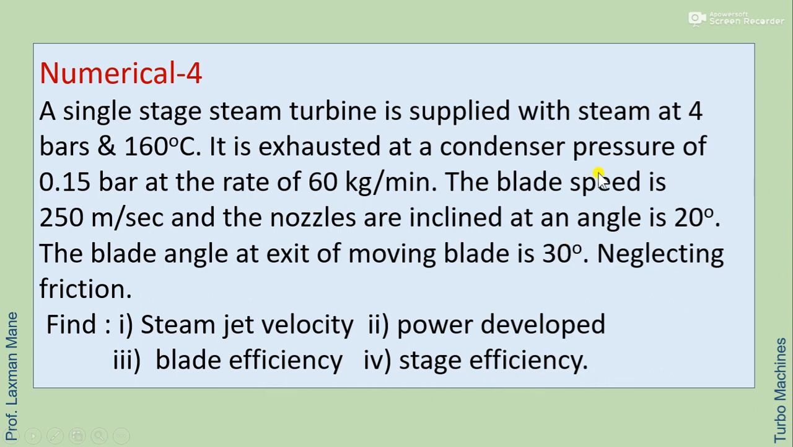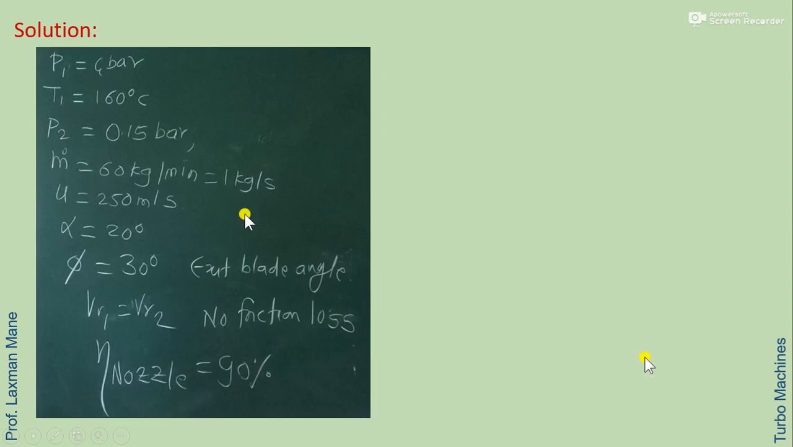Now, this numerical is different than the previous numerical because here the data is given as pressure and temperatures. So first of all, enlisting the values: pressure at inlet, temperature at inlet, pressure at outlet, mass flow rate 60 kg per minute, that we can find in kilogram per second. Blade velocity, alpha, phi angle, VR1 and VR2 are same because no friction loss is given, and nozzle efficiency.